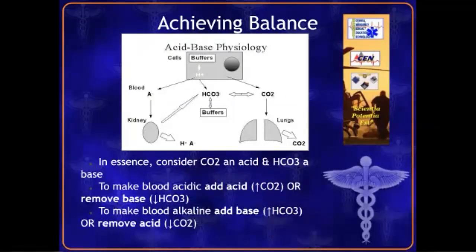This picture is just showing the same thing with the buffer system again, just how depending on what the body needs, it can flow from one side to the other to help either increase the amount of CO2 or decrease the CO2, or it can flow the other way and increase the amount of bicarb or decrease the amount of bicarb. And this is where we're going to take the first step to make this blood gas method that I teach friendly and make it more reliable.